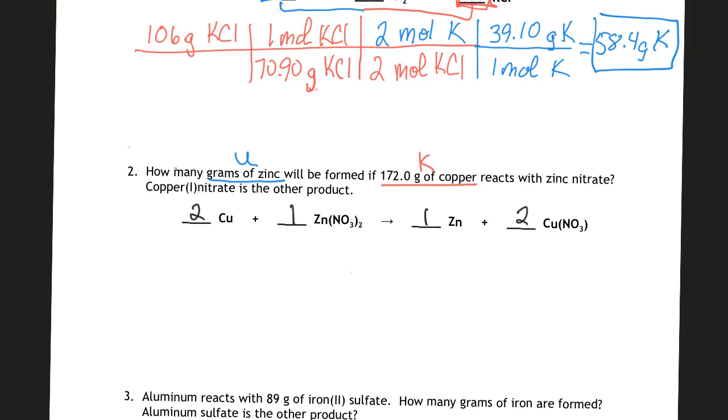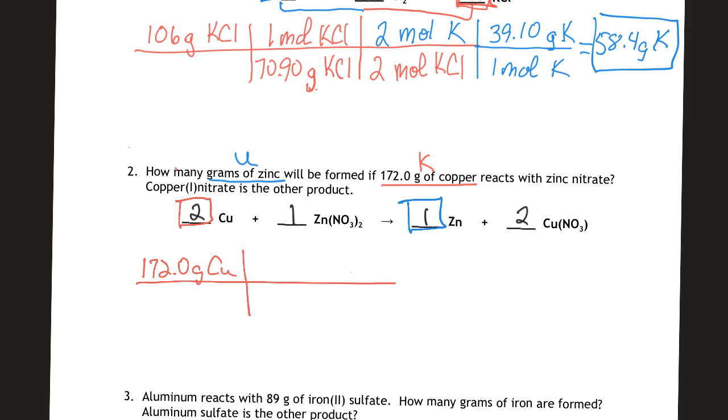So my known is going to be copper. So I'm going to put a box around that. My unknown is zinc. So I'm going to put a box around this one. I'm only going to box the 2 things that I need. So now I'm going to start my table. We're going to start with 172.0 grams of copper.